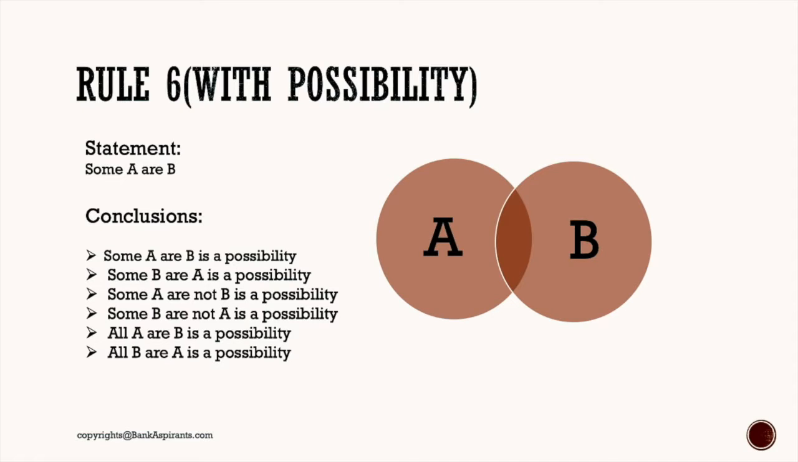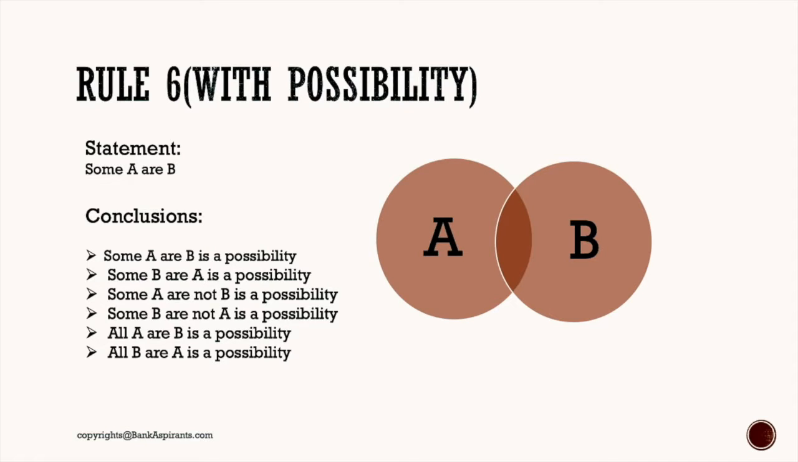Okay. So only if a possibility or some keywords are given in the conclusions, then only we have to check for possibility conclusions. Okay. So these are the conclusions related to that statement.